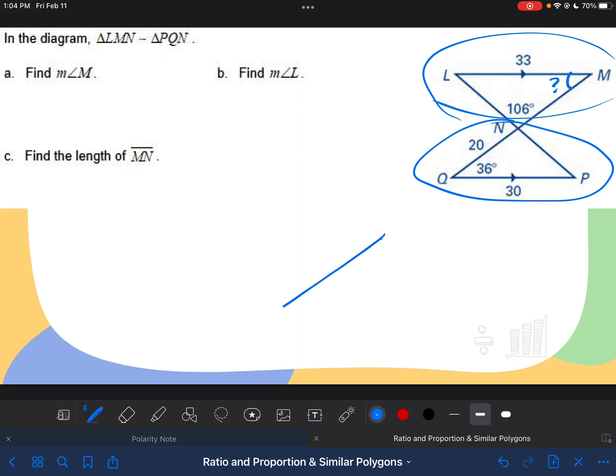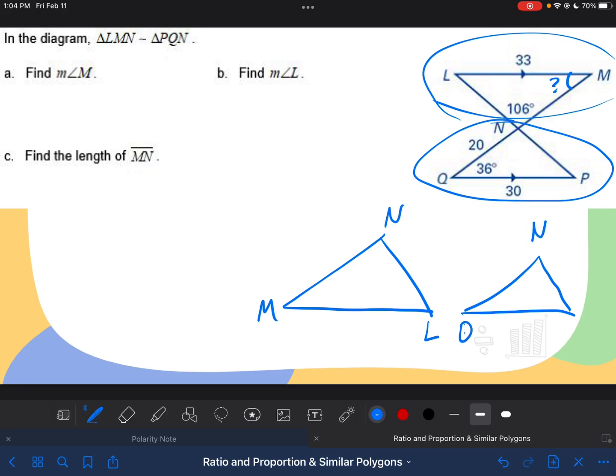If I were to redraw the triangle, if M is here, L is here, and N is here, Q is here, I believe that's Q, and P is here. Okay, so I'm going to make sure I have all the angles and sides written. Okay, and there you go.